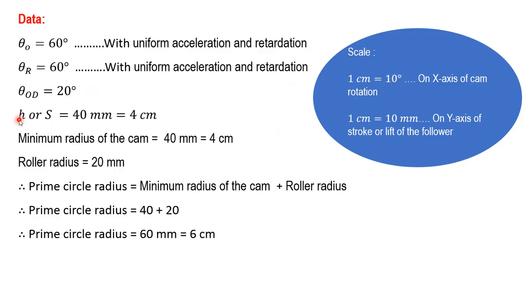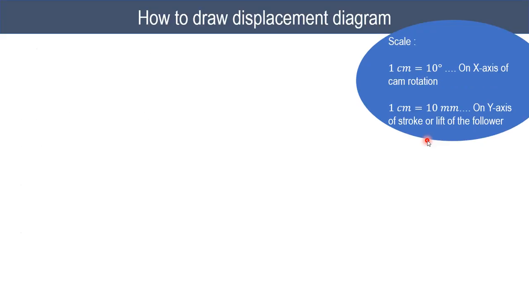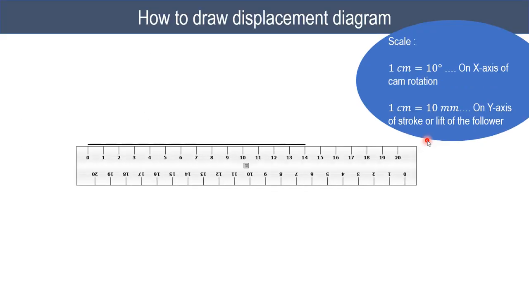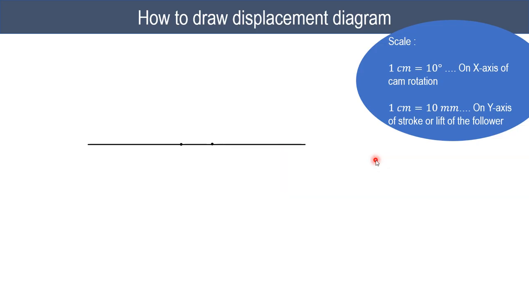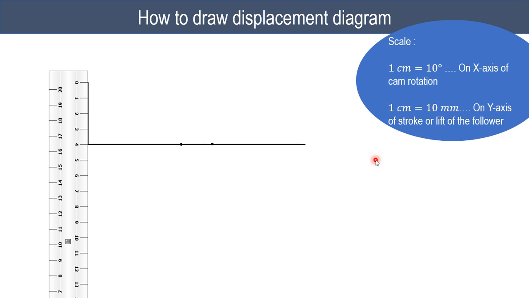Now lift of the follower is 40 mm, so 1 centimeter is equal to 10 mm on the y-axis of stroke or lift of the follower. So on y-axis we will get 4 centimeter for the lift or stroke of the follower. Using this, first we will divide this into parts: the outstroke of 6 centimeter, then dwell for 2 centimeter, and again the return stroke for 6 centimeter. Then stroke is of 4 centimeter.